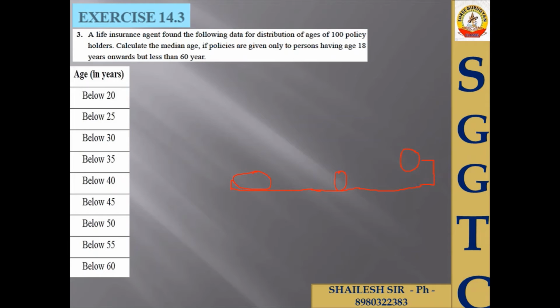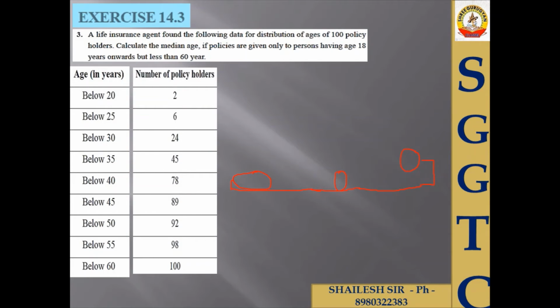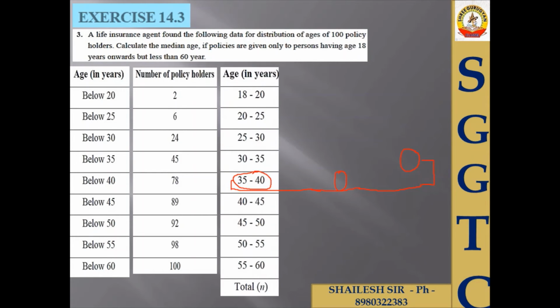Students, this numerical is also important. The number of policy holders is given. So students, the age in years below 20 is not your class, so I create the class 18 to 20. Look at the question: the given persons' age starts from 18 onwards. So 18 to 20 first, next 20 to 25 second, 25 to 30, 30 to 35, and moving ahead, last 55 to 60, because a maximum of 60 years is covered by the insurance.